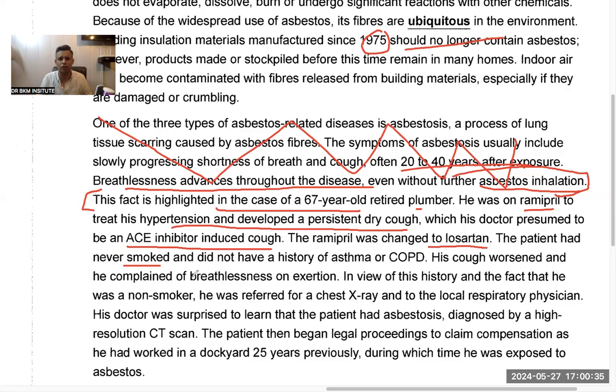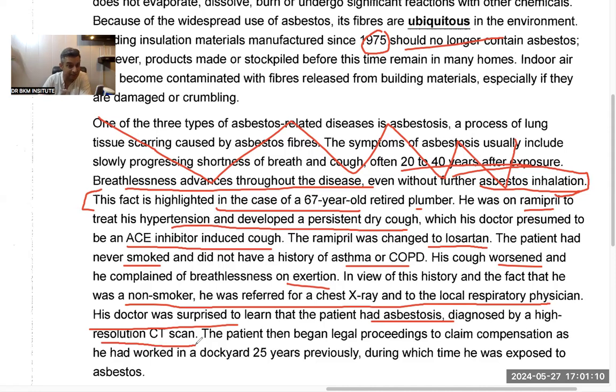The patient never smoked, did not have a history of asthma or COPD, so he did not have any family history or personal history, but his cough worsened. He complained of breathlessness on exertion. In view of this history and the fact that he was a non-smoker, he was referred for a chest X-ray and to a local respiratory physician. His doctor was shocked to learn that the patient had asbestosis diagnosed by a high resolution CT scan. So it's by the CT scan that the doctor came to know he has asbestosis.